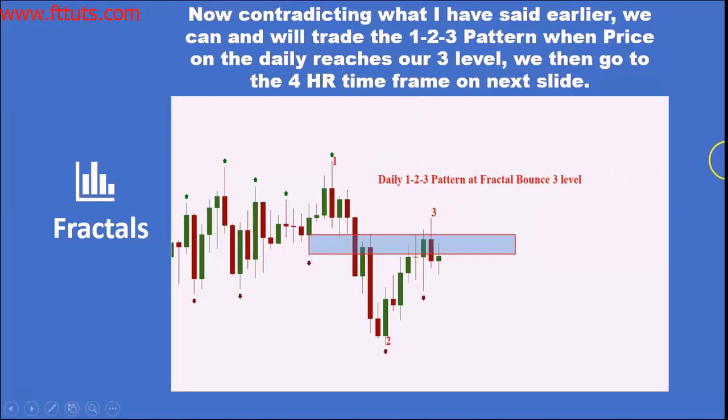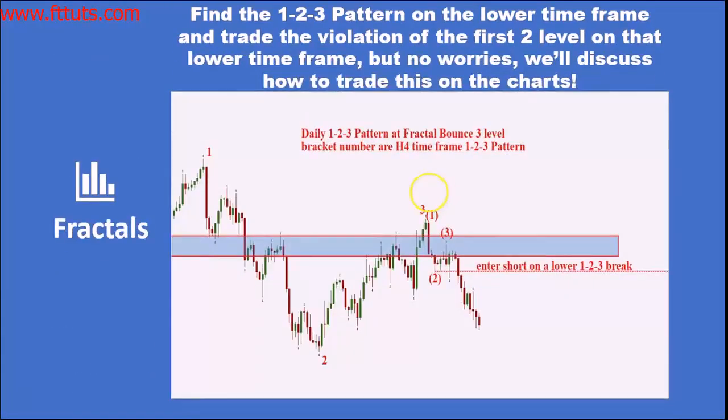So basically you can see the 1, 2, 3. We're at our 3 level where we look to trade, right? So we're looking to trade at the 3 level. But instead we can go to the 4-hour time frame. All right, so we find the 1, 2, 3 pattern on the lower time frame and trade the violation of the first 2 level on that lower time frame. But don't worry, we'll discuss this and how to trade this on the charts.